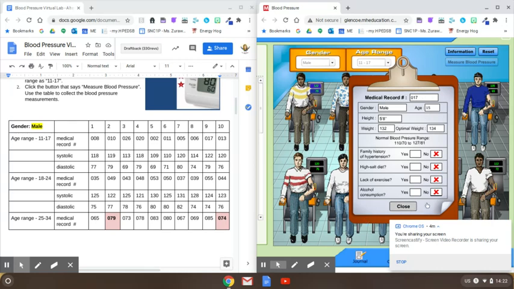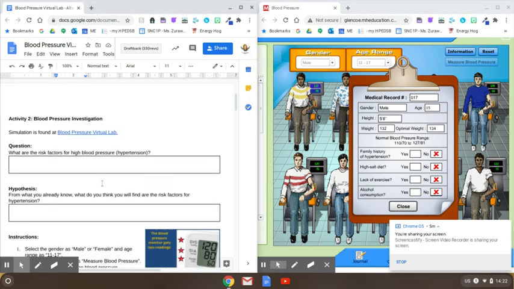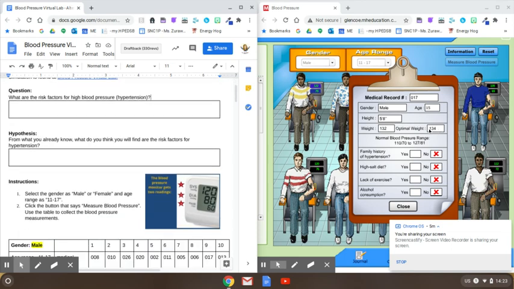And if we look over on his medical record, we also see some other interesting things. We'll see things like weight up here. We'll see family history of hypertension, yes or no. Do you have a high salt diet? Yes or no. Do you have a lack of exercise? Yes or no. And what's your alcohol consumption like? So that being said, all of a sudden, I've just learned about a whole bunch of different risk factors. Things like family history of hypertension, high salt diet, lack of exercise, alcohol consumption, being overweight.